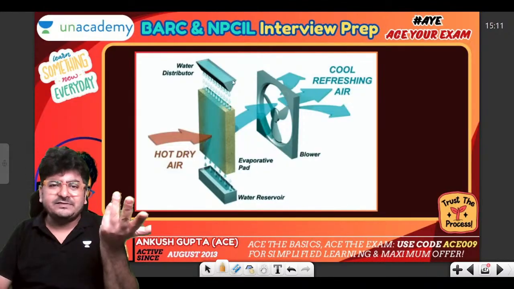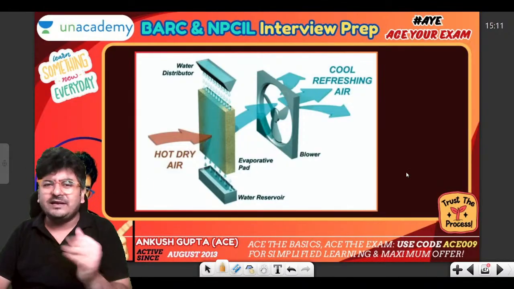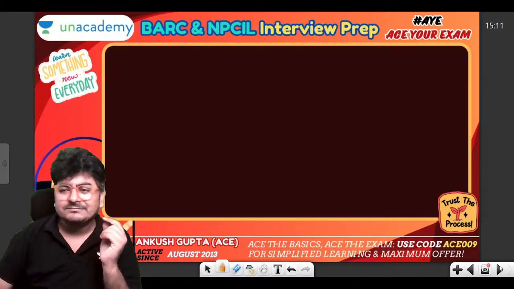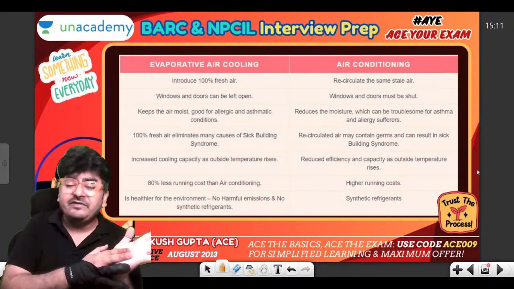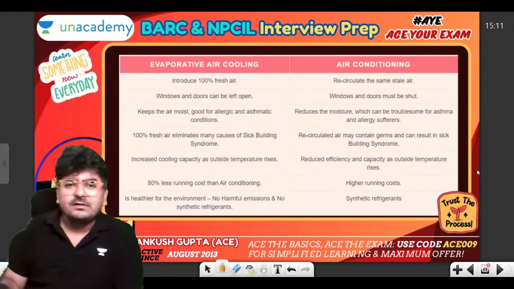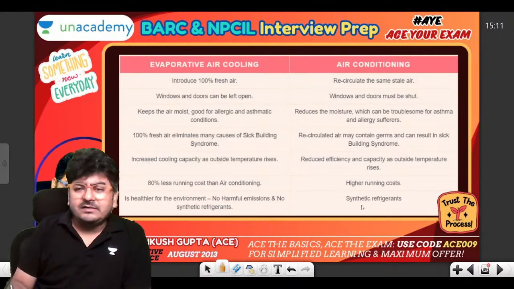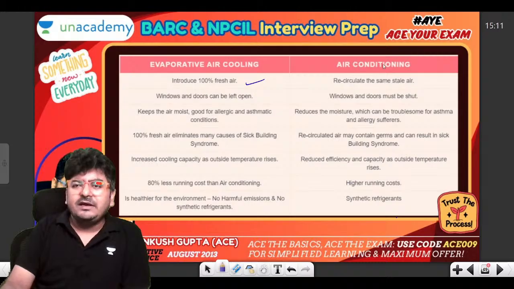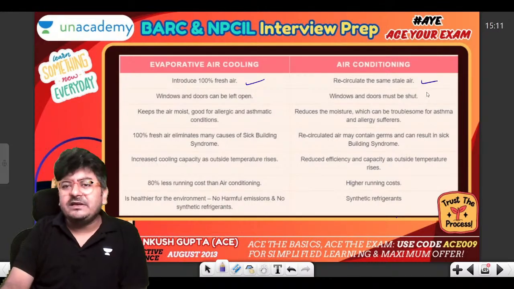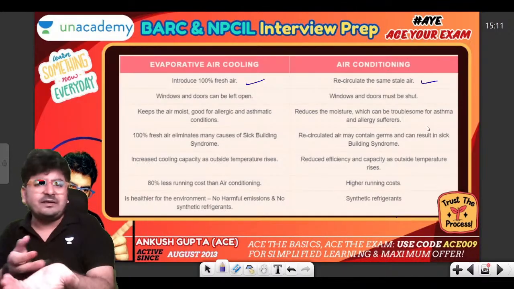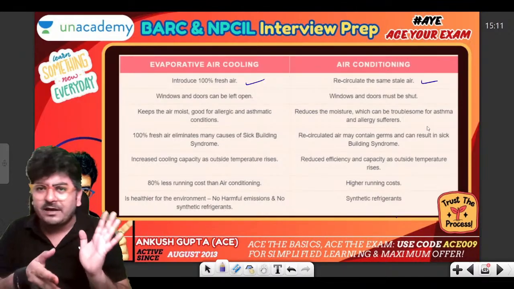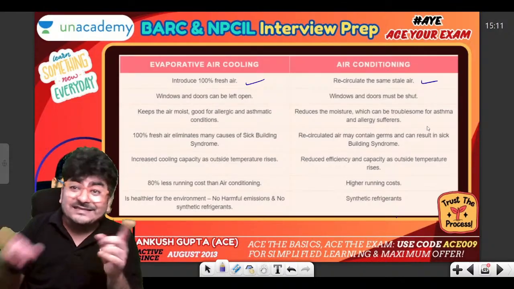These are the evaporative pits where water distributes and all. You know all that stuff. Now the difference between air coolers, evaporative air coolers, and air conditioners. So this is a table which you can see. Evaporative air coolers produce 100% fresh air. Air conditioners recirculate the same air inside the room. मतलब रूम के अंदर जो एयर थी उसी को रिसर्कुलेट करके ठंडा करके डिह्यूमिडिफाई करके वापस भेज दिया. ठीक है. That is the difference.